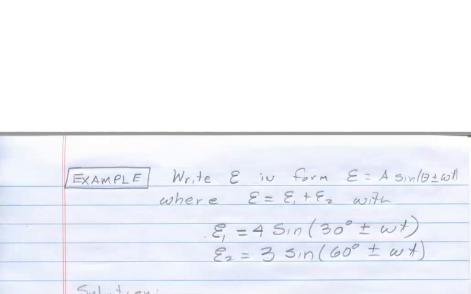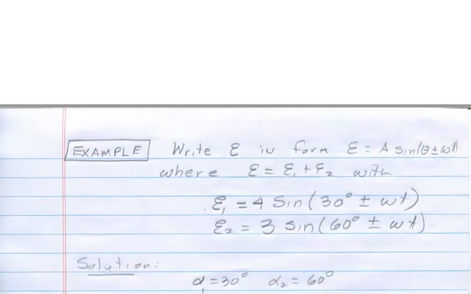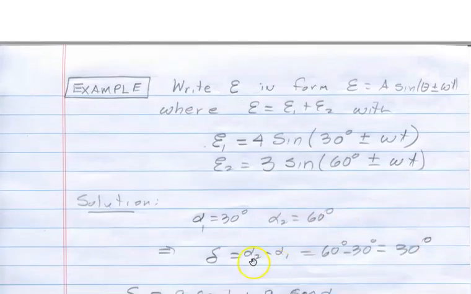And you're asked to write, or find, the superposition, so you want to find E in this form here. And again, I just identified alpha 1 is 30 degrees, alpha 2 is 60 degrees. So delta, I take alpha 2 minus alpha 1, 60 minus 30, which is 30.